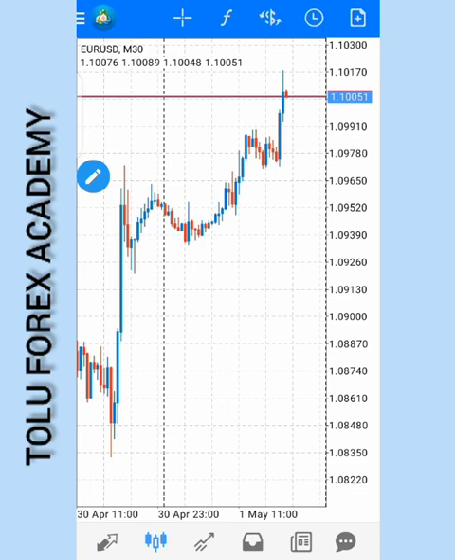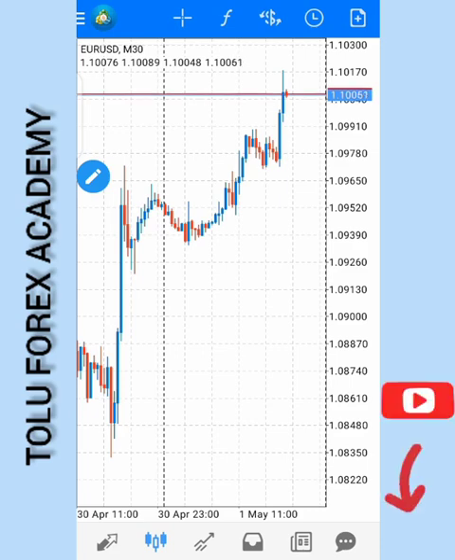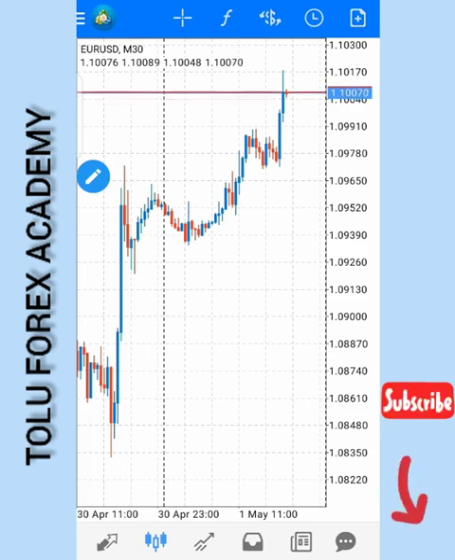And today we'll be talking about the Ichimoku strategy, how we can make use of the Ichimoku strategy for everyday profit, or for quick profit, so to say. This is a strategy that works. It is an all-in-one strategy on its own. You might not need to add any other indicator to it.